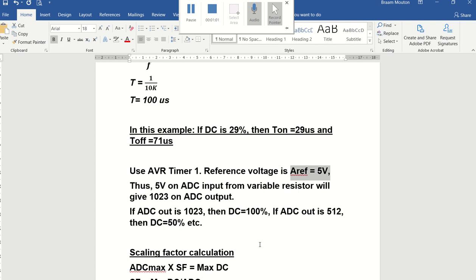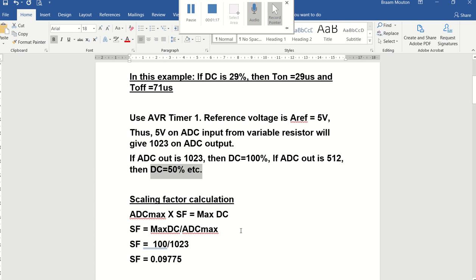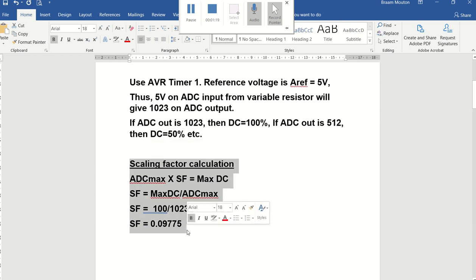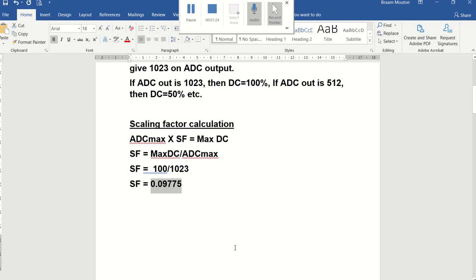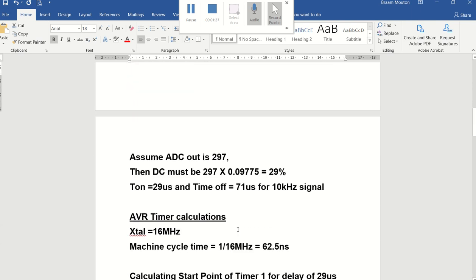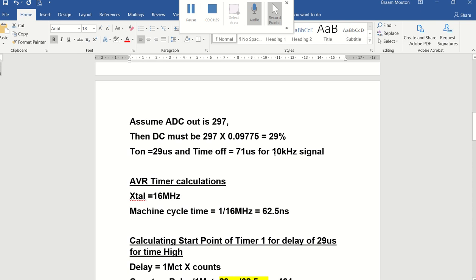So if your input voltage is 5 volt, the ADC output would be 1023, which indicates a duty cycle of 100%. And if the ADC output is 512, it's around about half of that, so it should be 50%. That's what we said in the previous section. I've shown you how to do the scaling factor, which was 0.09775. For a 10 kilohertz signal, your on time must be 29 microseconds and your off time should be 71 microseconds. So this is all old news for you.